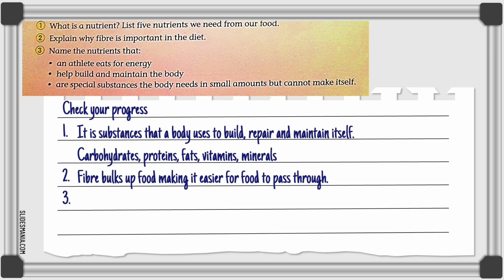Now next one, name the nutrient that an athlete needs for energy. For energy, what do you have? Carbohydrates. Yes, they use carbohydrates. To help and maintain the body, which nutrient do you use? Protein. Yes, we use proteins. Now, what are the special substances the body needs in small amount but we cannot make itself? It's vitamins. Yes, it's vitamins.